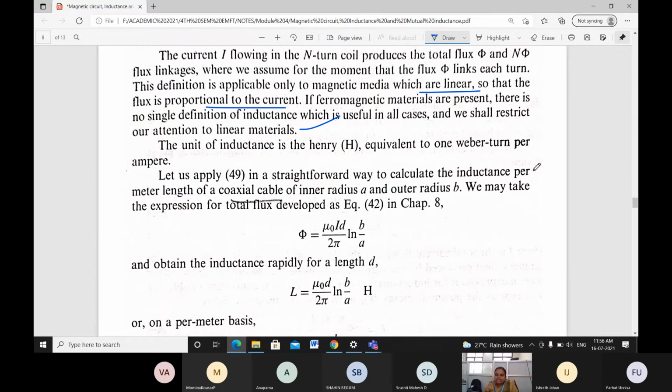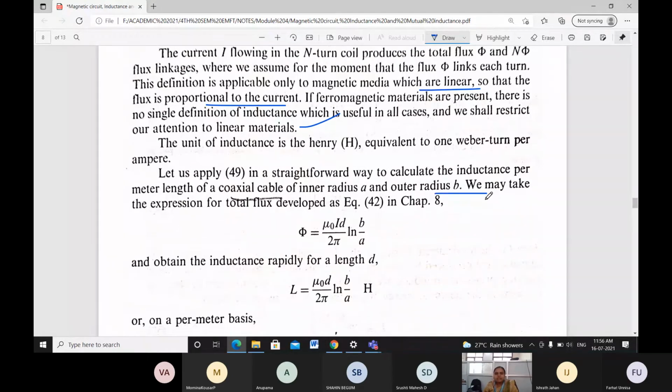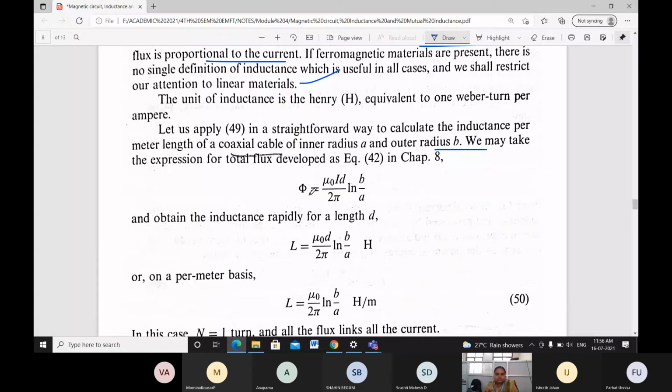We are going to calculate the inductance per meter length of a coaxial cable of inner radius a and outer radius b. Again a cable we are taking. Then what is the psi value? The total flux is going to be mu naught I d divided by 2 pi, ln b by a. Almost the same equation as in the previous problems, right?